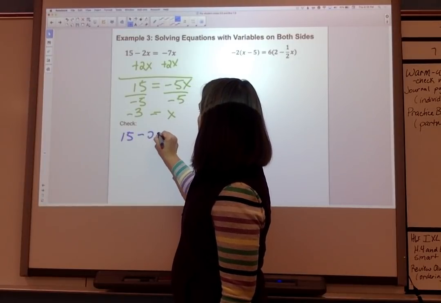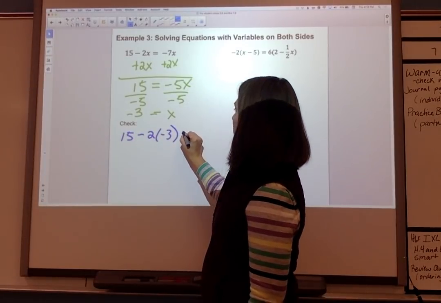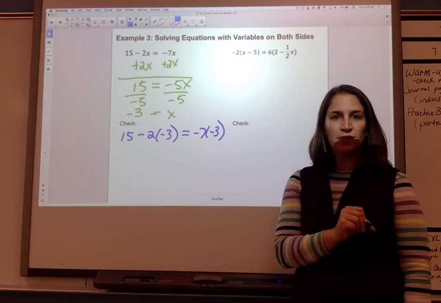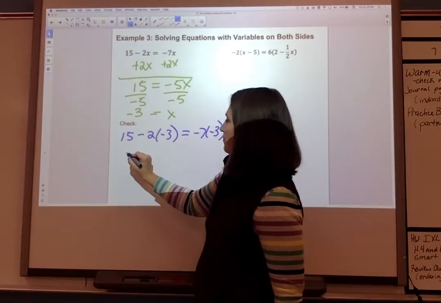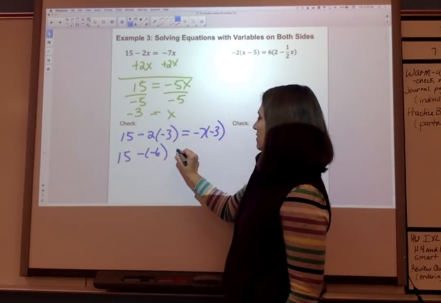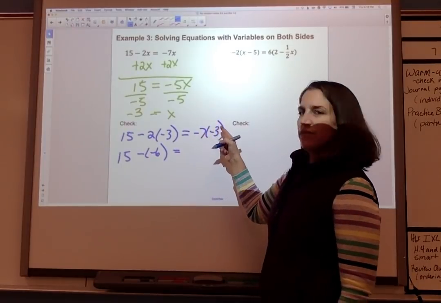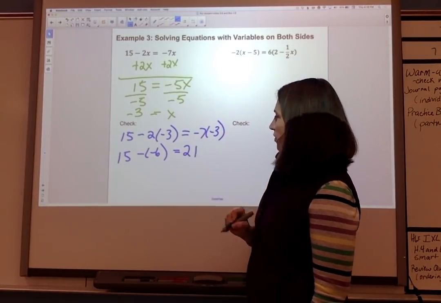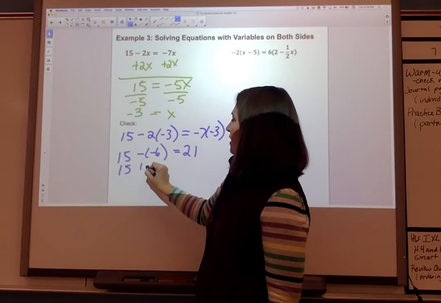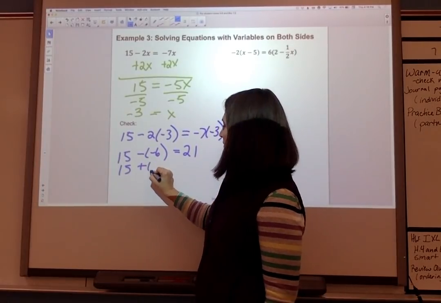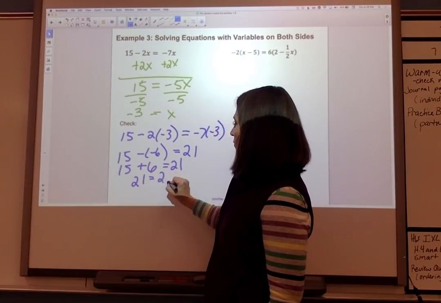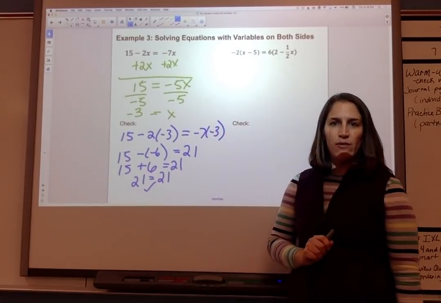15 minus 2 times negative 3 equals negative 7 times negative 3. Let's do our multiplication first. So we have 15 minus negative 6 equals negative times negative is positive 21. That's 15 plus the opposite of negative 6, so 15 plus 6 equals 21. 21 equals 21. So we're good with that one.